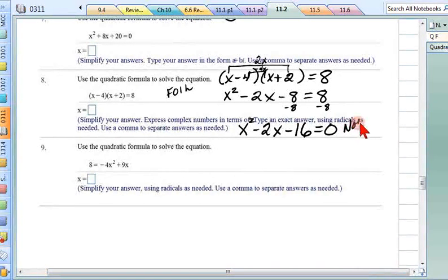Now you can identify A, B, and C. All right, last one. I'm not going to finish number 8. Number 9.